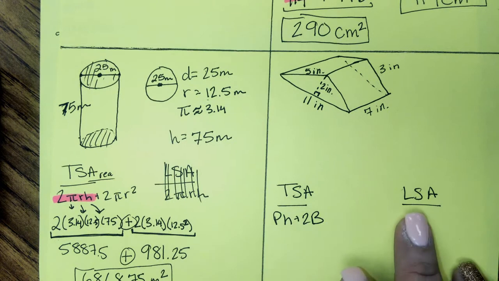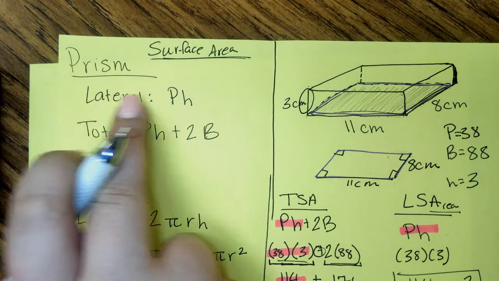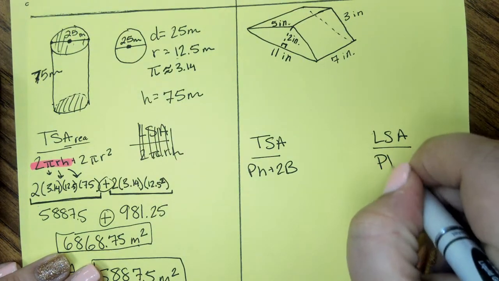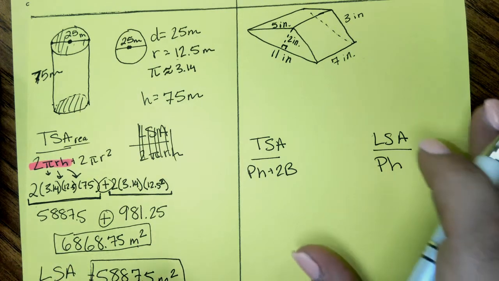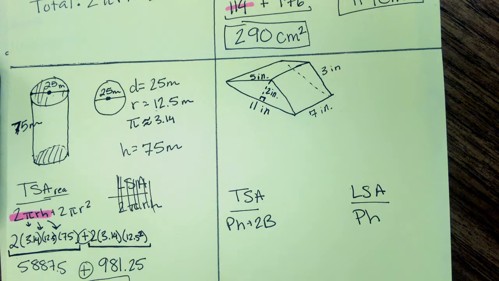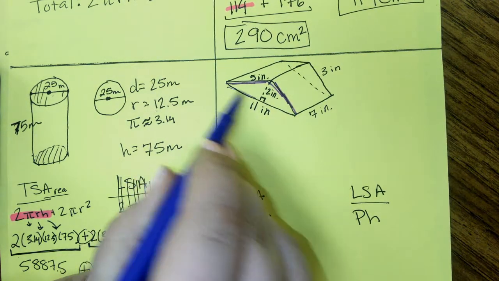The formula for lateral surface area of a prism is PH. I'm going to redraw the base, and again, I'm going to redraw the base as best as I can to make it look just like the triangle in my picture so that it's easier for me to label.